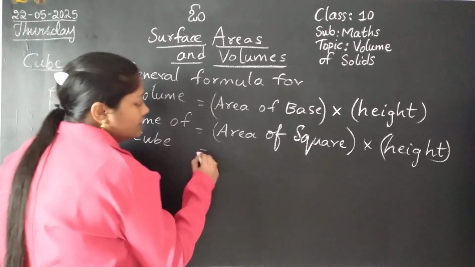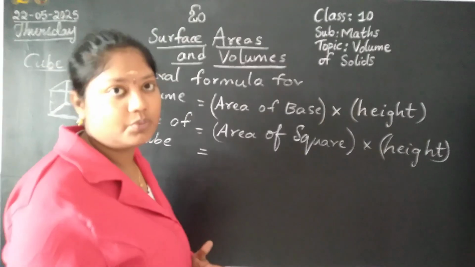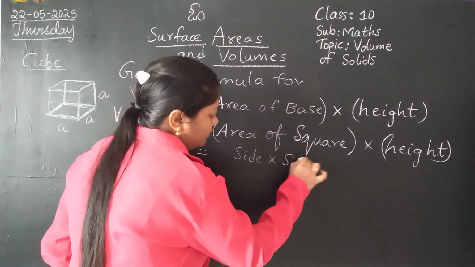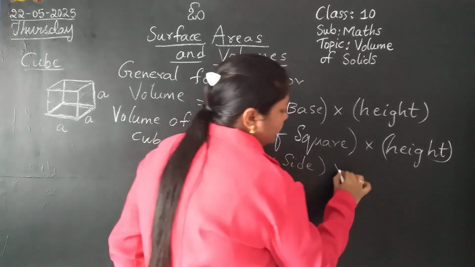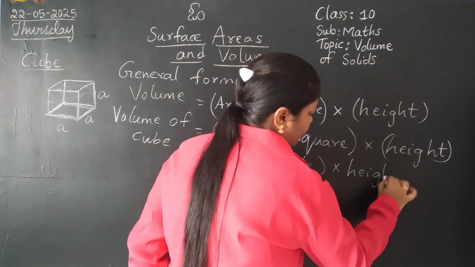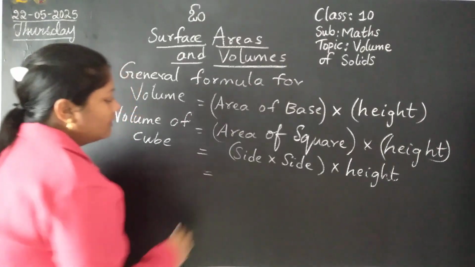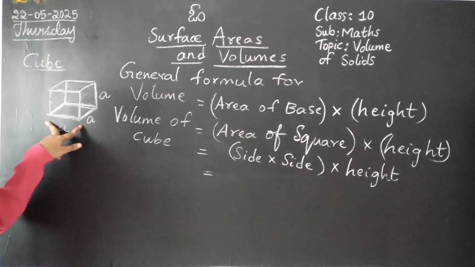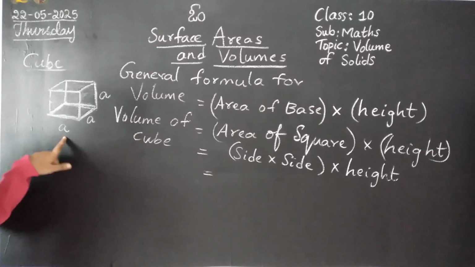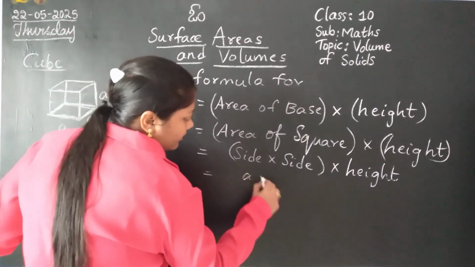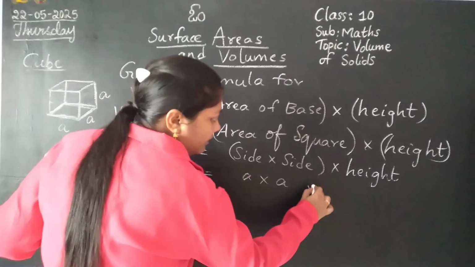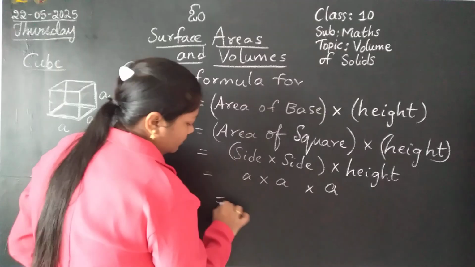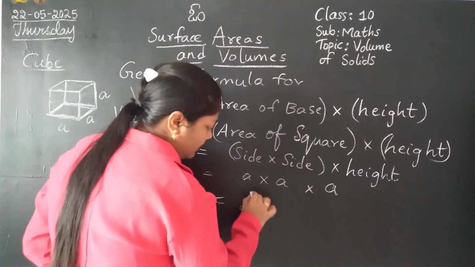Now here the area of a square. What is the area of a square? Side into side, into height. What is the side of the square in the base? Here the side of the square in the base of a cube is a. So a into a, again side a, into height. The height of the cube is again a. So a into a into a is nothing but a cube.